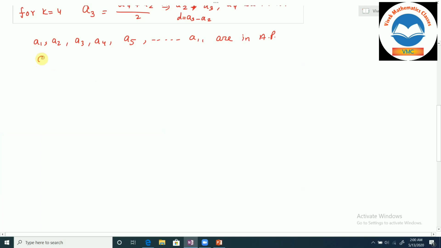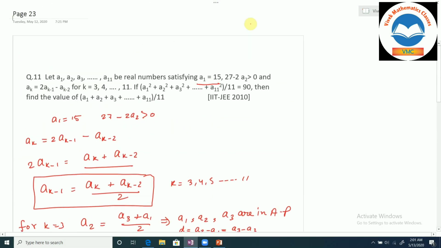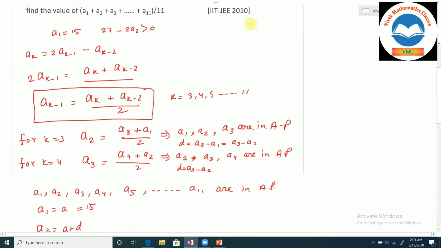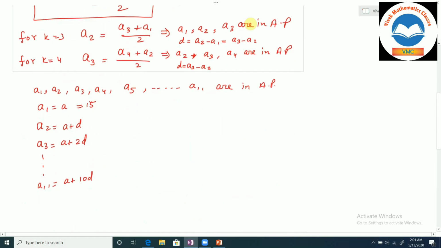So we are getting A1, A2, A3, A4 up to A11 in AP. And A1 value we have been given, let's say A1 equal to A, and this value is given as 15, we will use it later. A2 value will be what? A plus D. What will be the A3 value? A plus 2D. Similarly, A11 will be A plus 10D. Now, we have been given one condition. What is that condition?